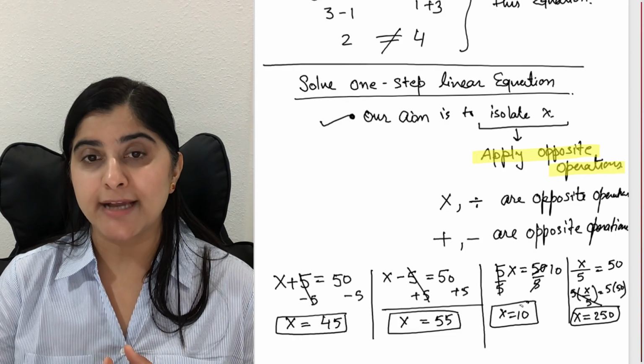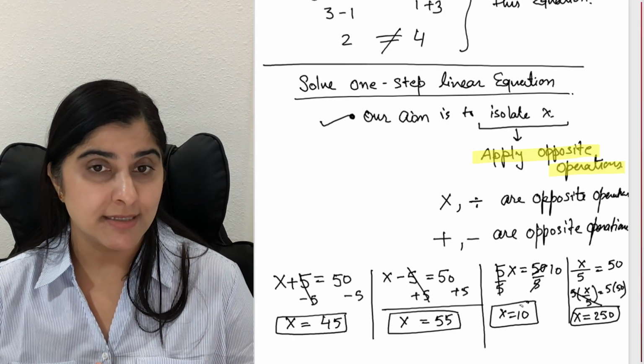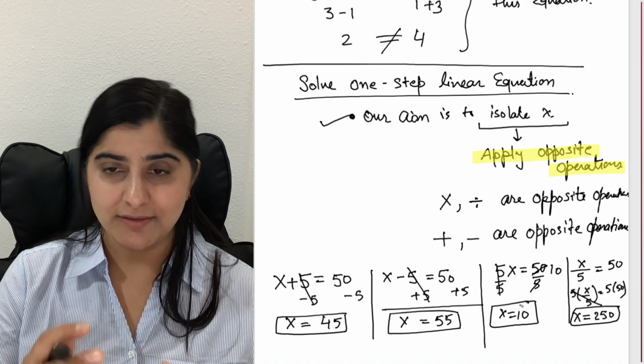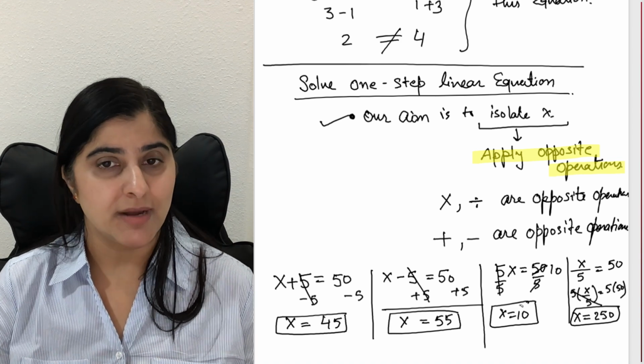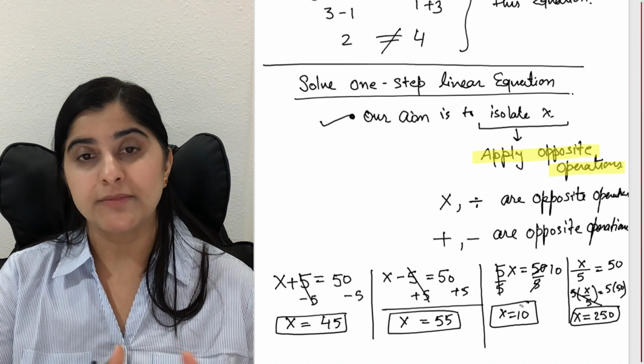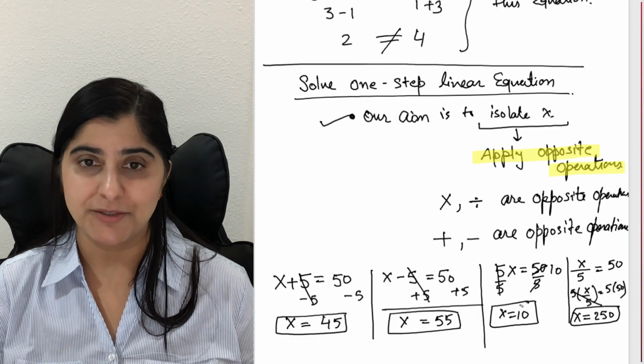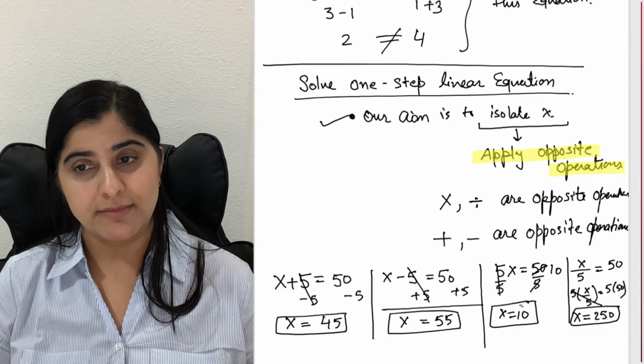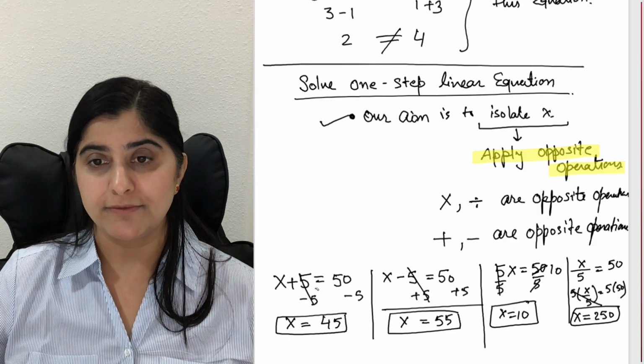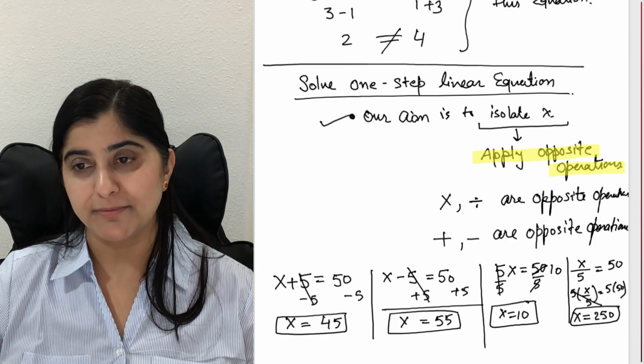If something is attached to x with plus or minus, use the opposite operation, minus with plus, plus with minus, with the same number. If something is connected to x with multiplication or division, then use the opposite operation. If there is a multiplication, use division. If there is a division, use multiplication by the same number.